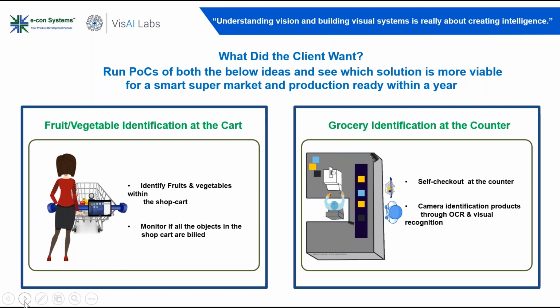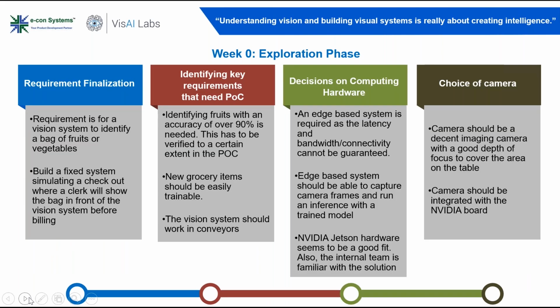So these were the 2 requirements that we took, and we went forward with this proof of concept. Like I said, in the exploration phase, the first part of fixing the requirement and fixing the goalpost was done. So here we've identified a lot of challenges, right?